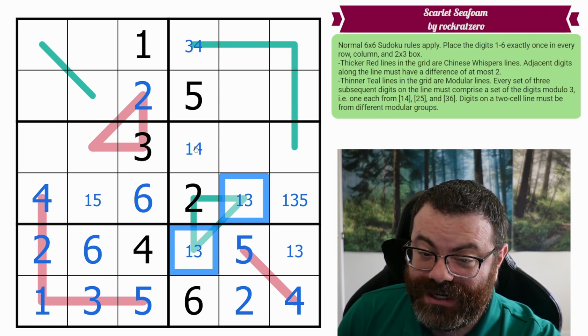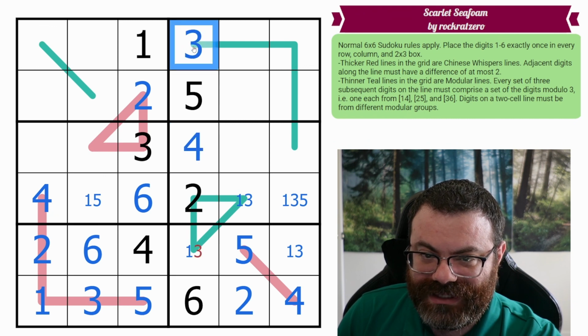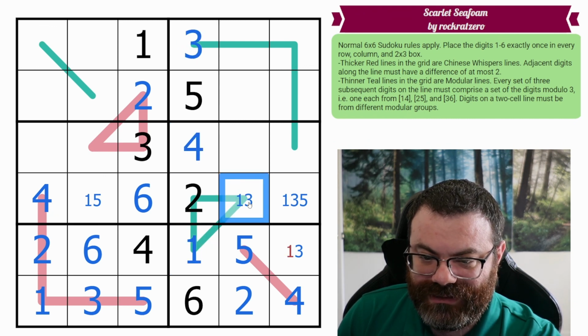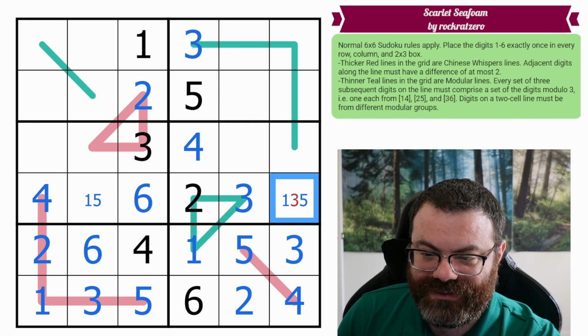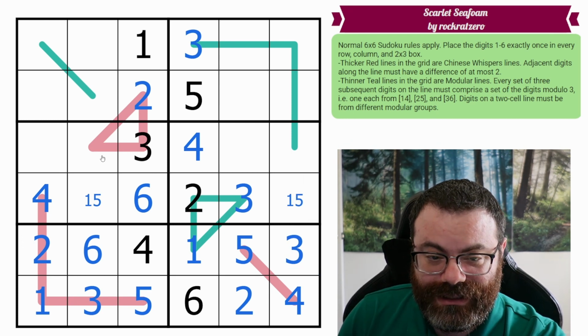Oh, if this is a 1, 3 pair, this can't be a 1, because look what happens. If this is a 1, these end up both 3. That's no good. So that's a 4, that's a 3, that's a 1, and now that was a 1, 3 pair, so that's a 3, that's a 3. Nice, that's good progress.